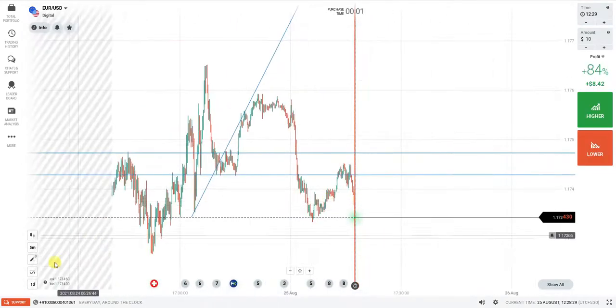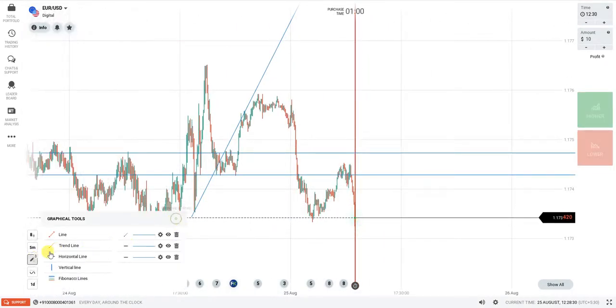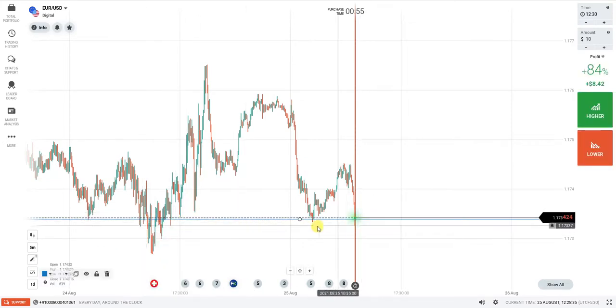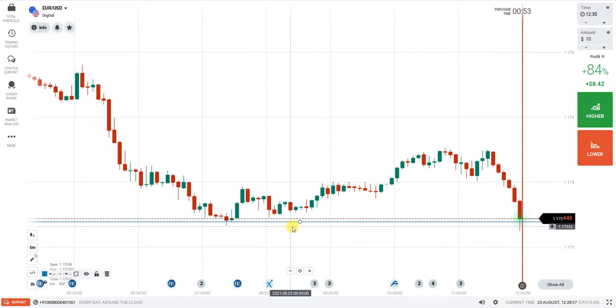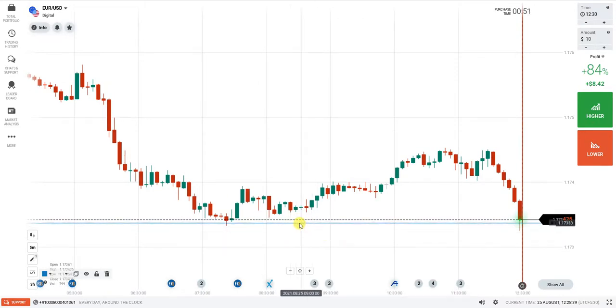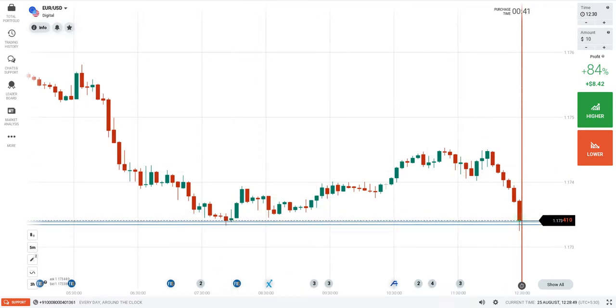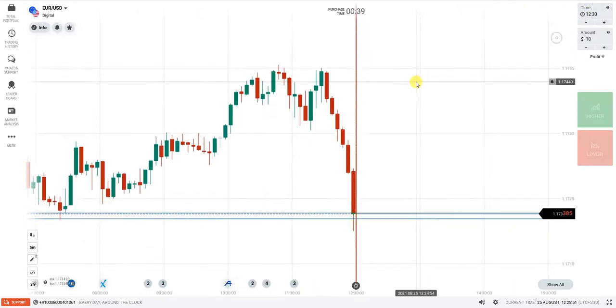So here now let's analyze the market. Here we have a complete downtrend and this is a reversal point here. Now the market is exactly getting rejections from this area. Okay, let's go for 5 minutes.